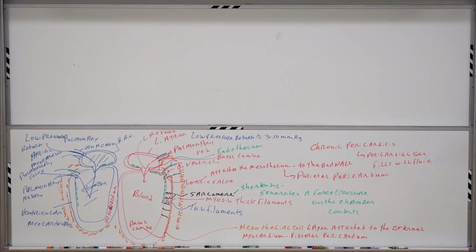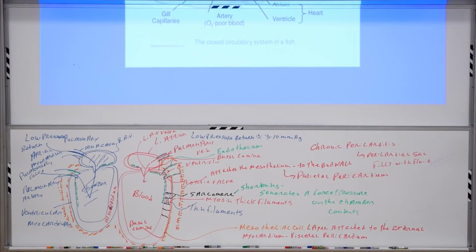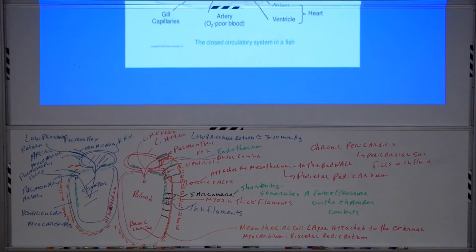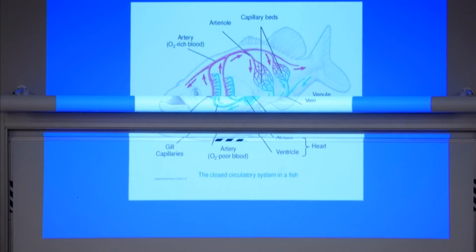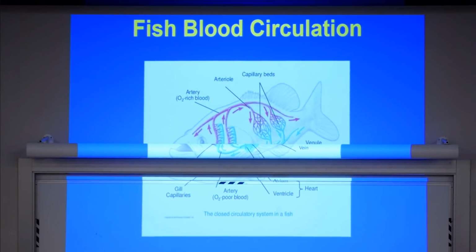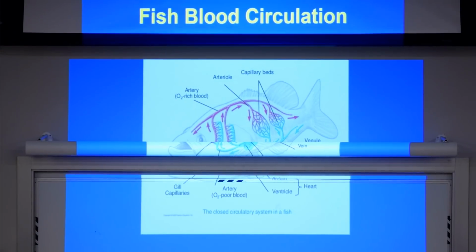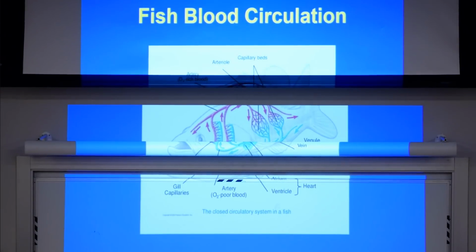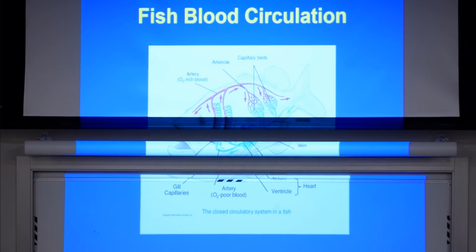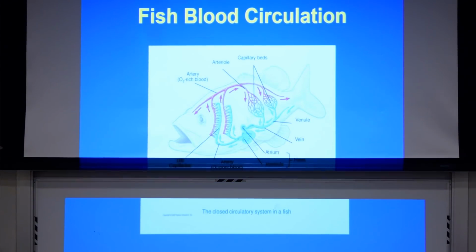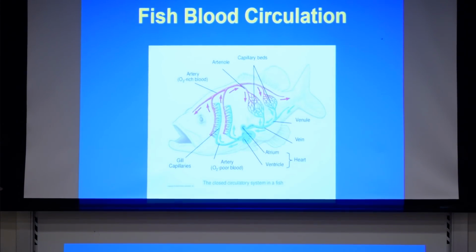This first one is just a much better picture of a fish. But again, the emphasis here was on the idea of a fish having a two-chambered heart. The idea that there was the receiving chamber, the atrium, and the ventricle, which pumped the blood throughout all of the vasculature of the fish.